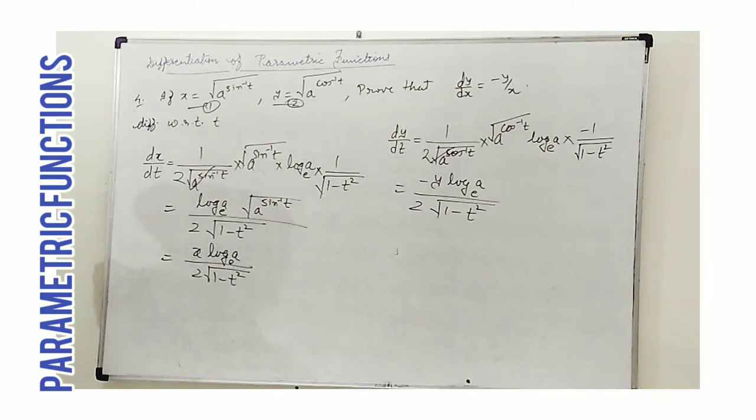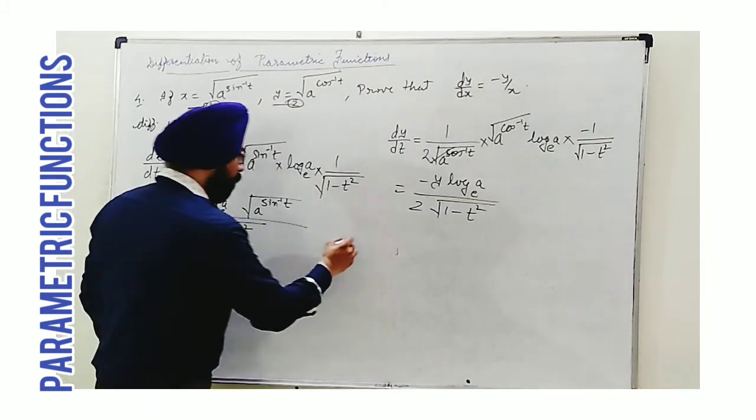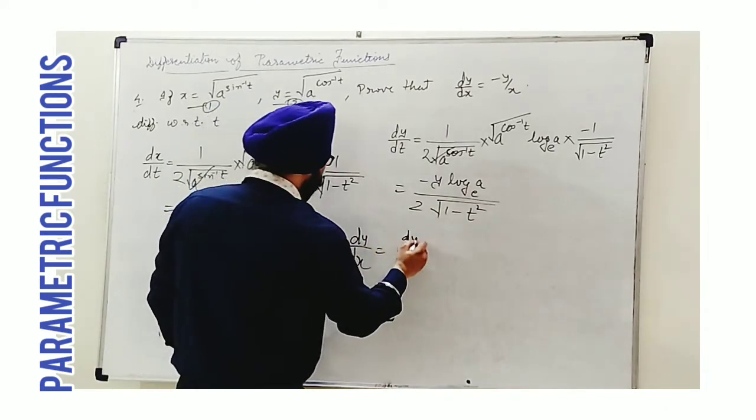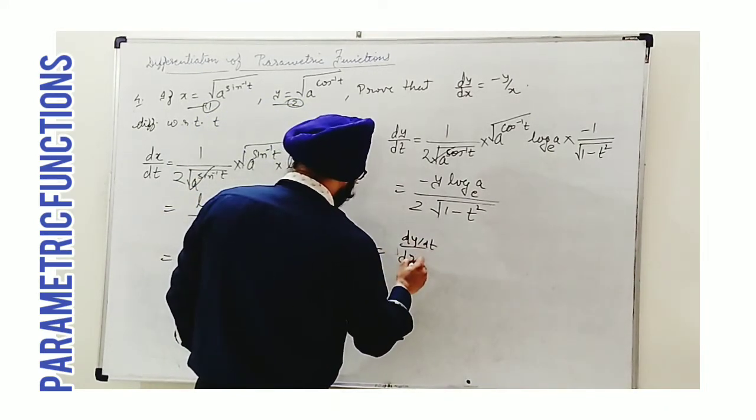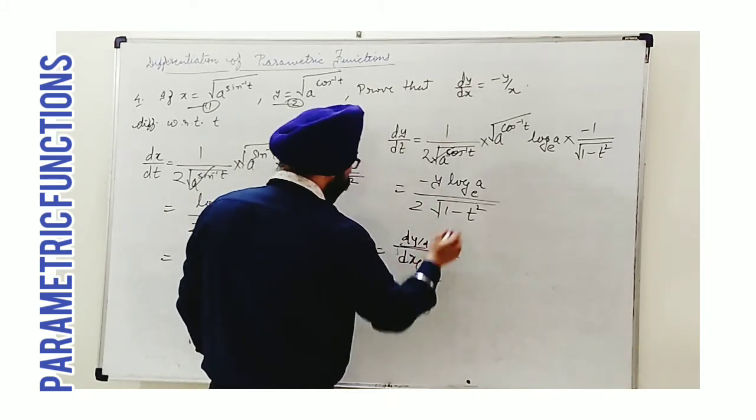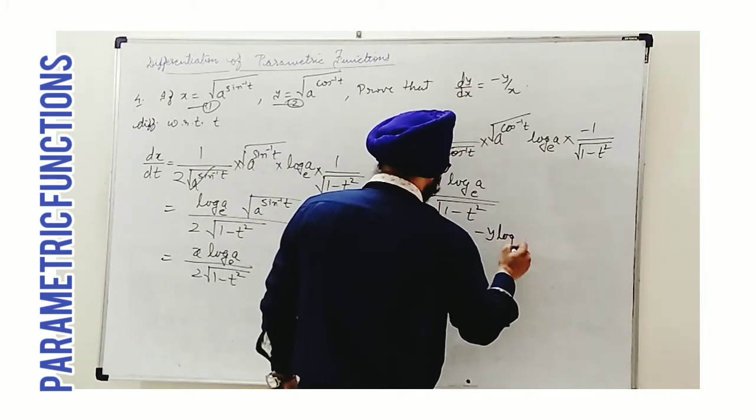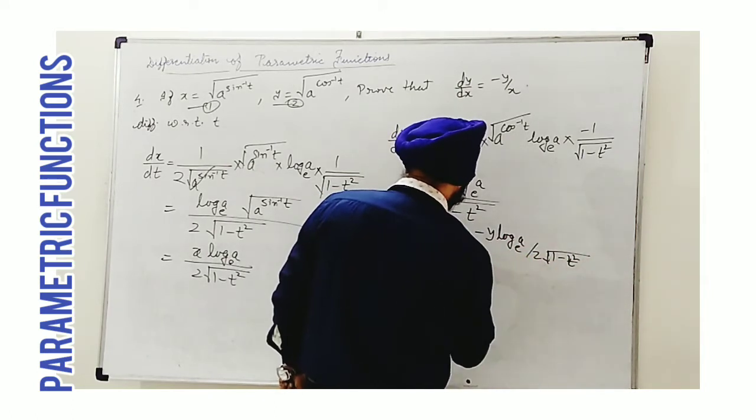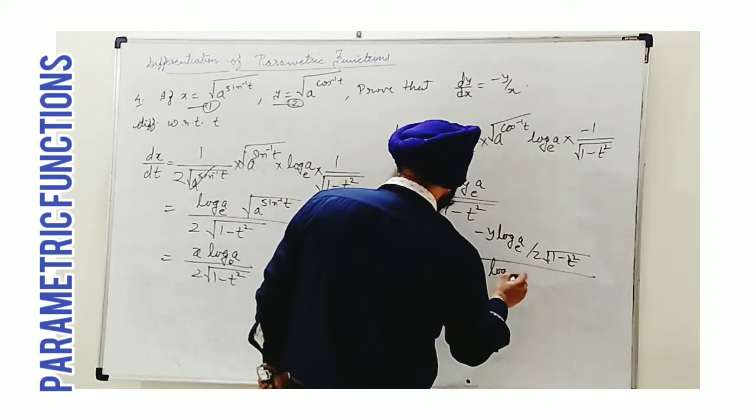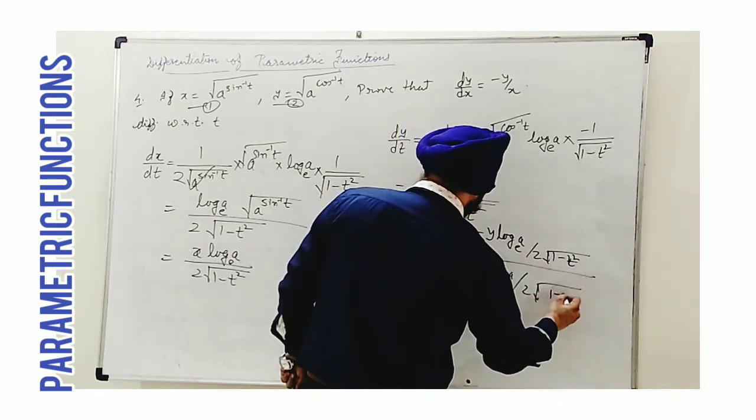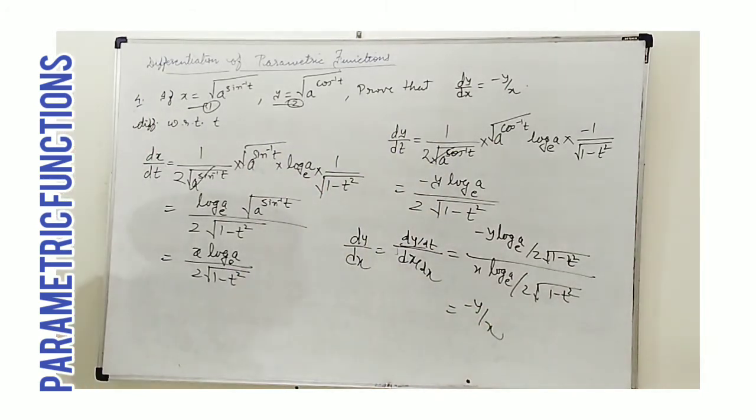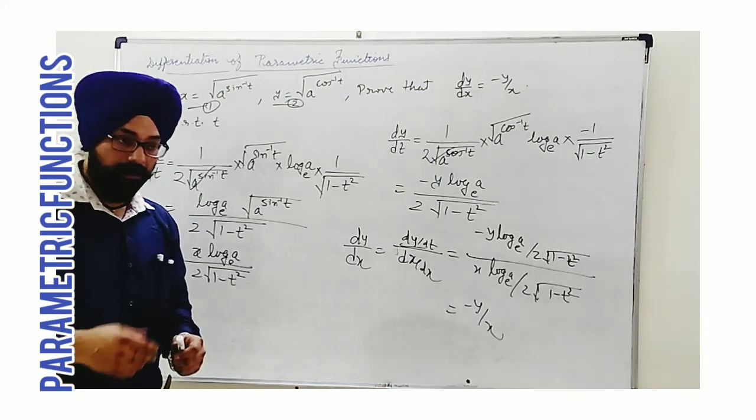Now you can see, if I want to find dy by dx, we have the value of dy by dt divided by dx by dt, which is equal to this value. If I write log of a over 2 root 1 minus t square upon x log of a over 2 root 1 minus t square, simplifying, we have minus y upon x, cancelling all the like terms. So this is a simple method, applying it directly, or differentiating directly.